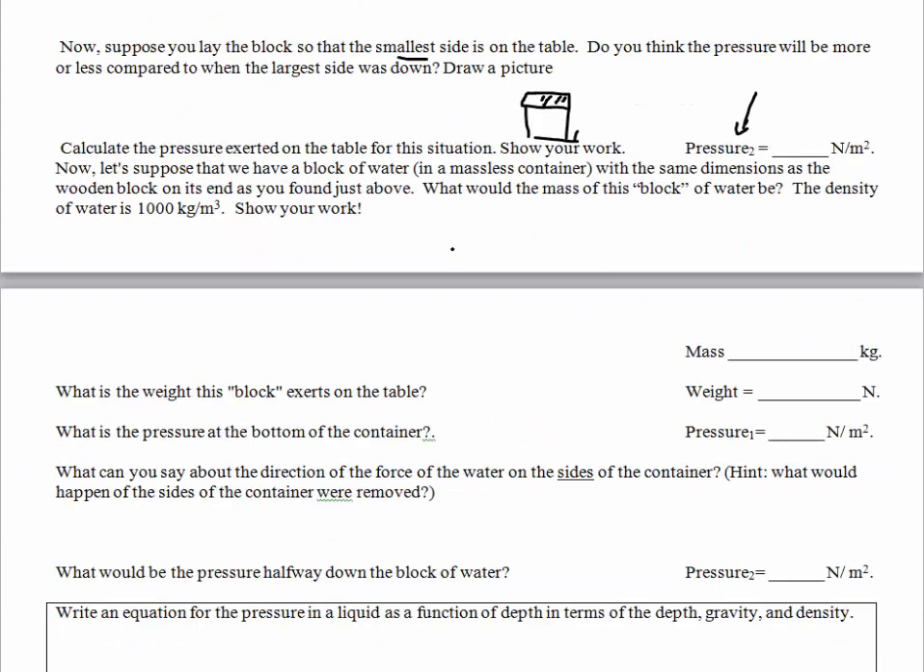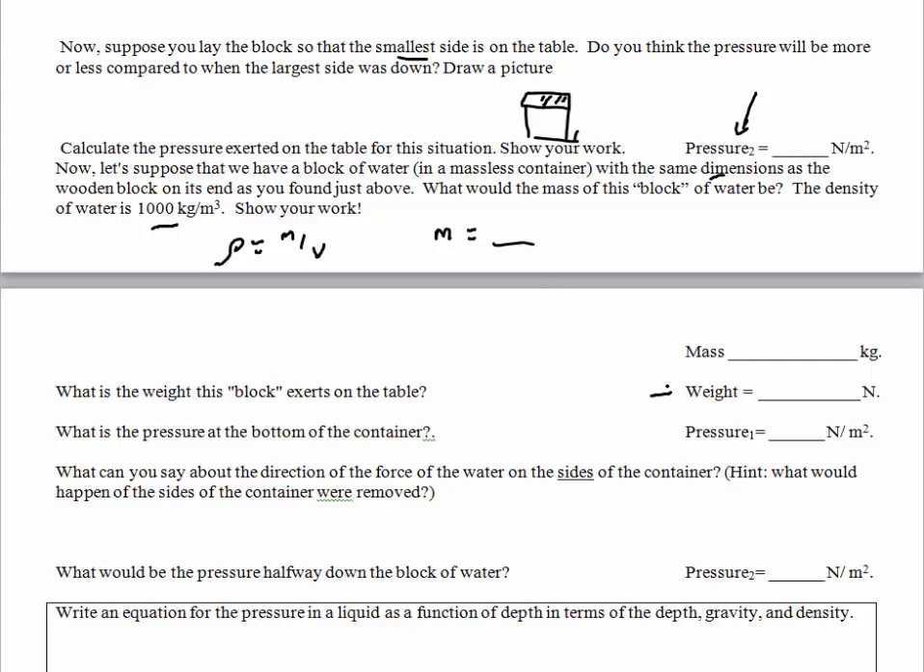Then what I have you do is take this block and pretend like it's water. And it's going to have the same dimensions as the other block. Now here we know the density of water, and we know, what would the mass of this thing be? Well, if we know that density is equal to mass divided by volume, and I know the volume of the block, I could actually calculate the mass of that block.